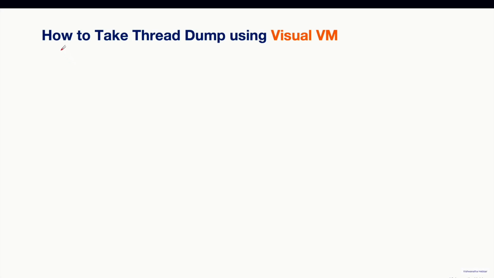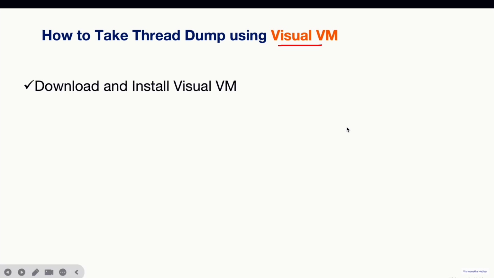Hello, welcome. Let us understand how to take a thread dump using a tool called VisualVM. VisualVM was a part of JDK in JDK version 8 or earlier. Now it is not a part of JDK. We need to separately download and install it. Let us understand how you can download and install the VisualVM.